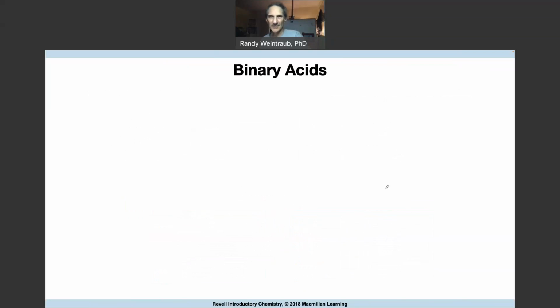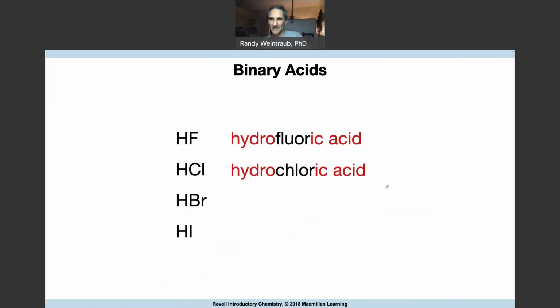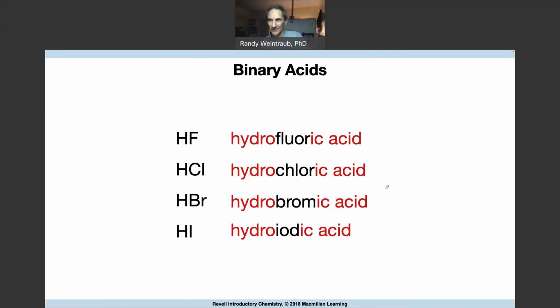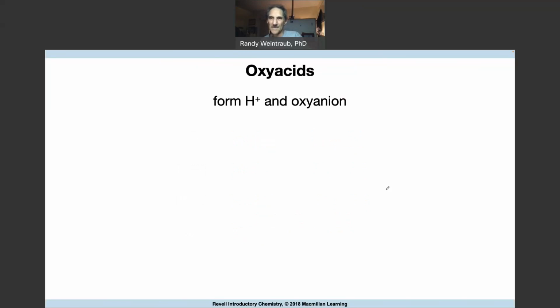Binary acids consist of hydrogen and a single nonmetal element, such as those shown here, sometimes also called mineral acids. And they are named thusly, with an ic suffix, the word acid, and a prefix of hydro.